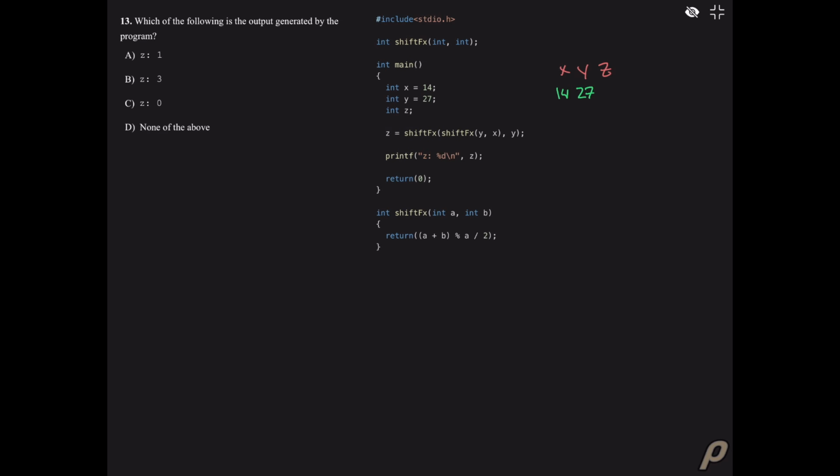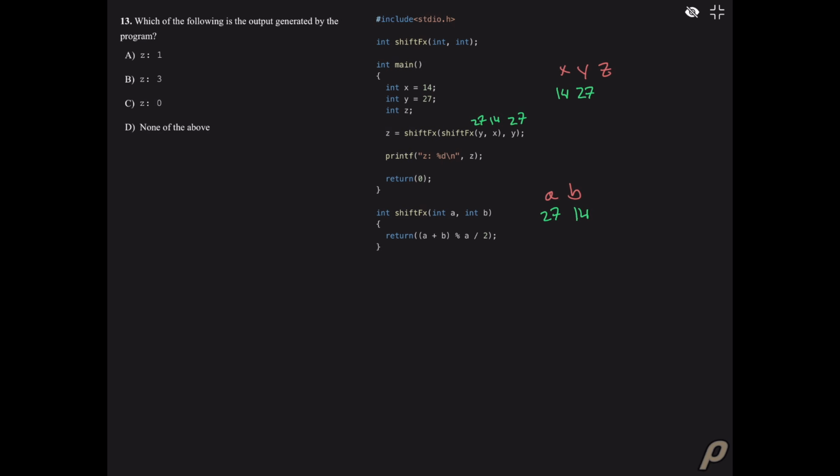And so this looks very similar to what we did before, where we are calling the shift f function twice. And so let's just get right into it then. So this y we know is 27, this x right there is 14, and this y is 27. So the first thing that happens is this interior one. This interior shift fx is going to get executed with the 27 and the 14. So we'll move that down into A and B. So we get 27 and 14.